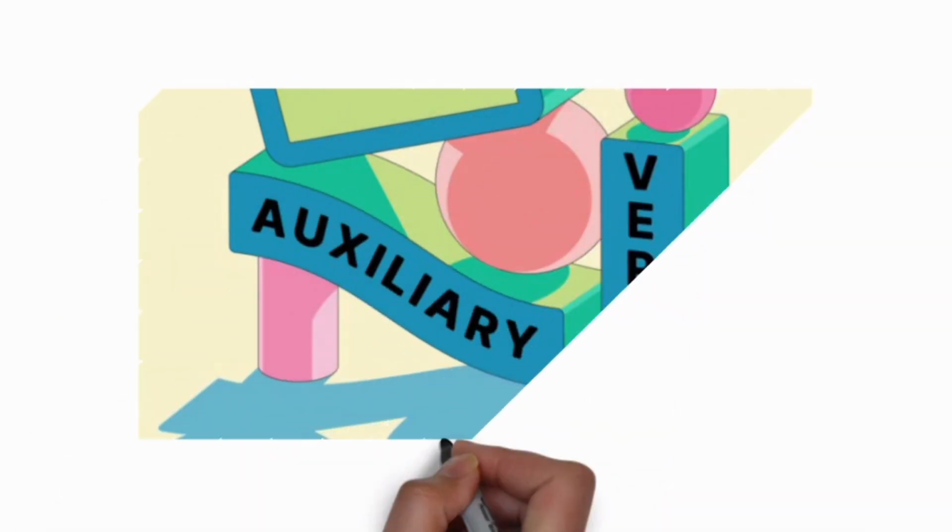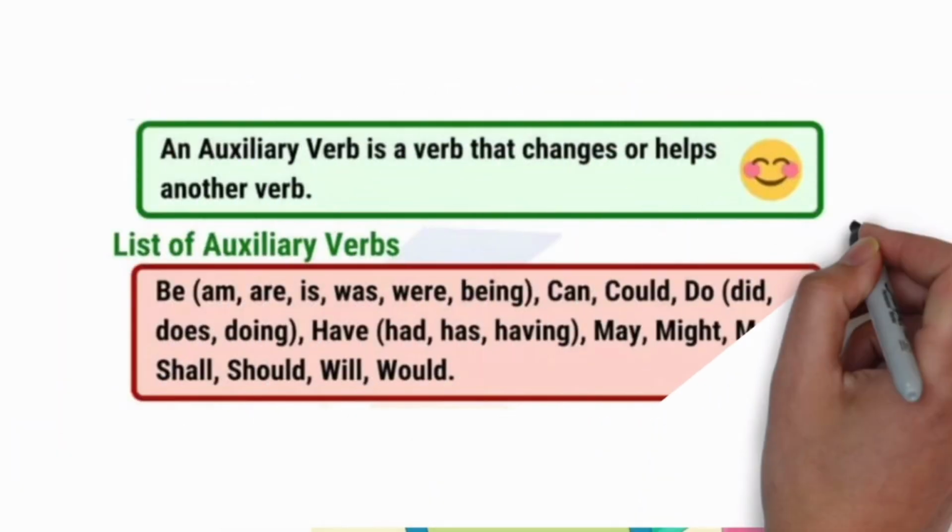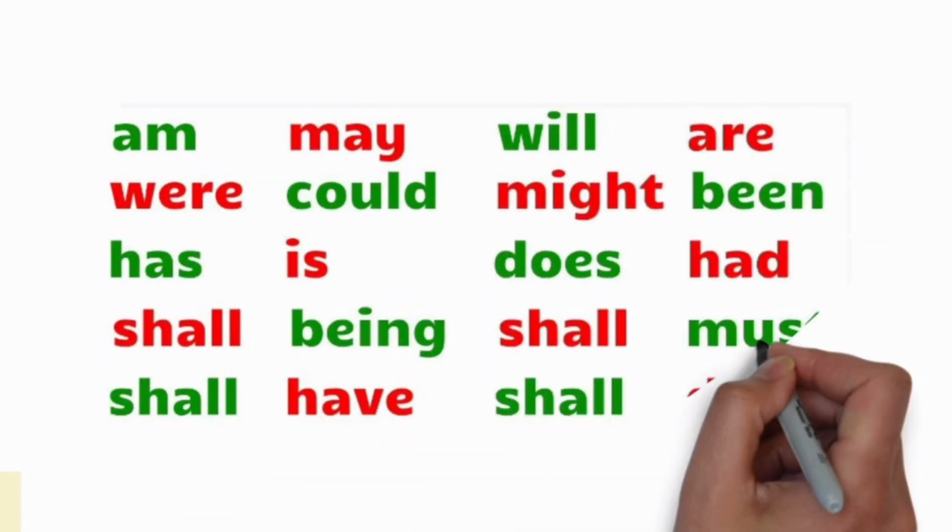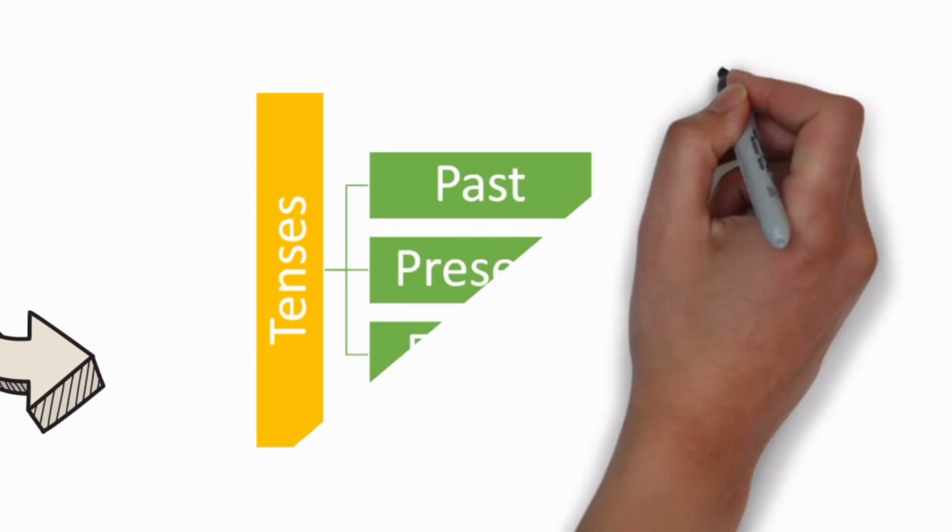Auxiliary verbs. These help to form tenses, moods, and voices. For example, have, will, and can are all auxiliary verbs. Verbs also have different tenses, which indicate when the action or state occurs.